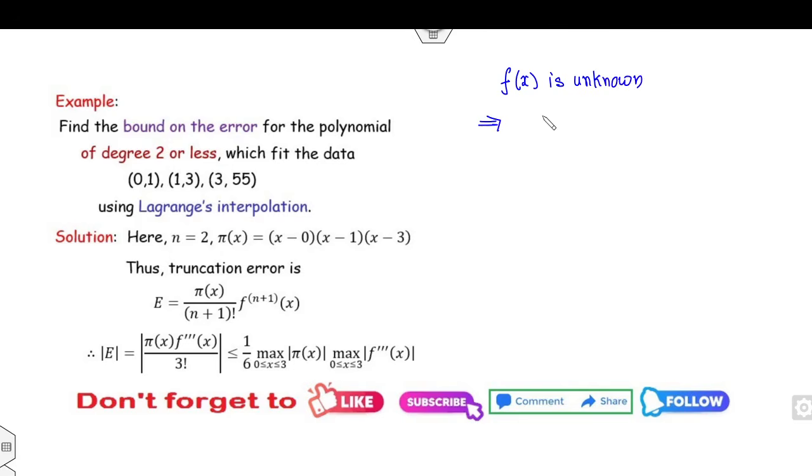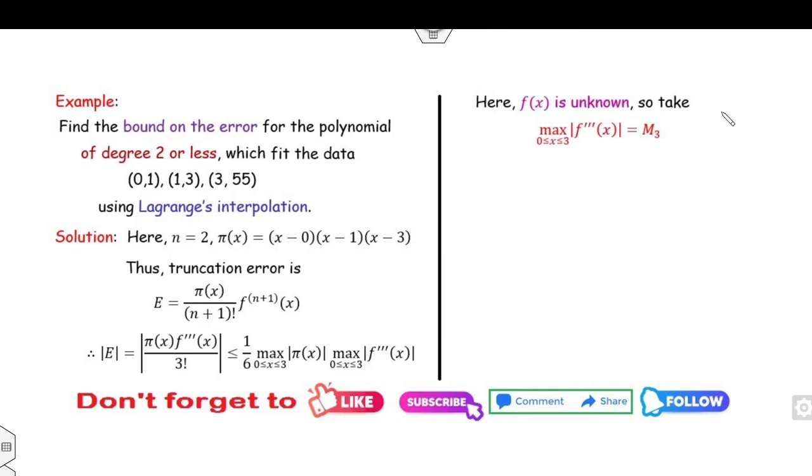So I can simply assume the maximum value of this third derivative to be M, or I can simply say M3, because the function is my unknown. Now my target is to find the value of the pi x. So pi x, I can open this bracket: x into x square minus 4x plus 3, or again I can open that, it's x cube minus 4x square plus 3x.